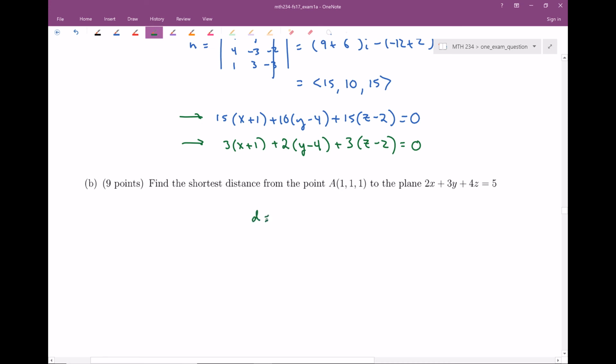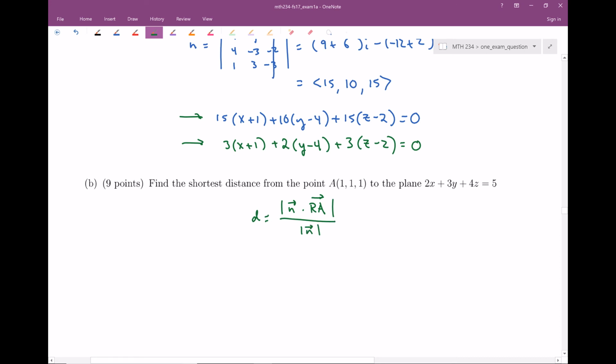So distance is going to be equal to the magnitude of the dot product between n, the normal vector for this plane, and I think in our notes we maybe had something like RP. But in this case we don't have a P. If this was the point P, this is A, so I'm going to do RA, divided by the magnitude of the normal vector.